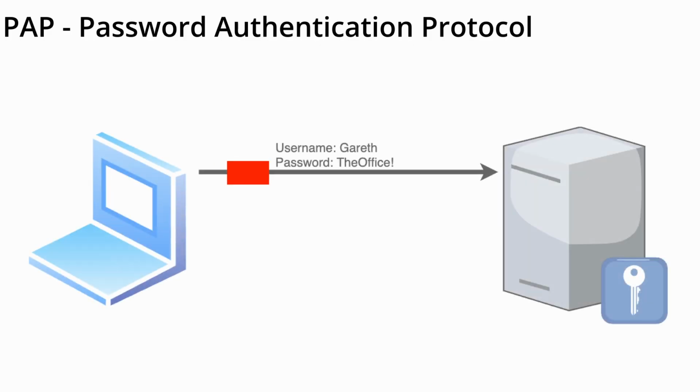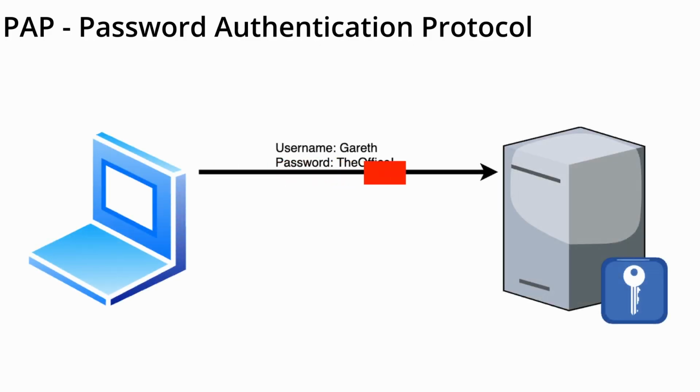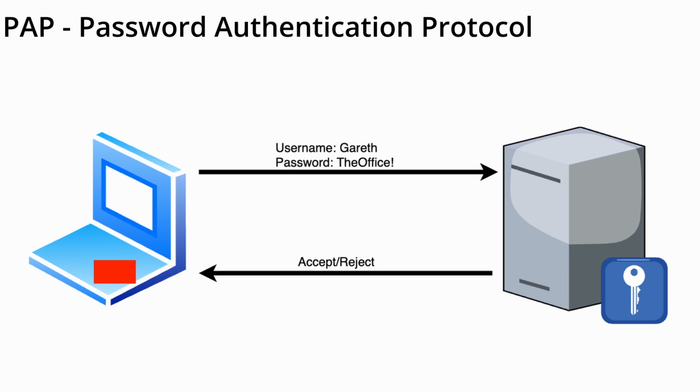I mentioned PAP, CHAP, and EAP. Each of these are authentication methods. PAP is the Password Authentication Protocol. CHAP is the Challenge Handshake Authentication Protocol, and these are protocols used to validate users. PAP sends authentication requests to the server, such as a username and a password, and if it matches the credentials in that database, it responds with an accept or reject message. These messages are sent in the clear, including the username and the password.